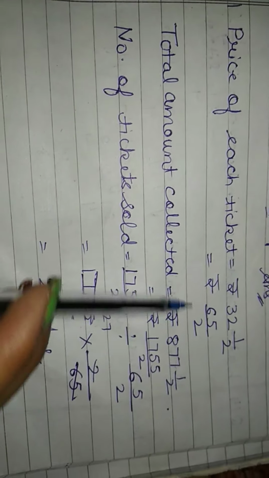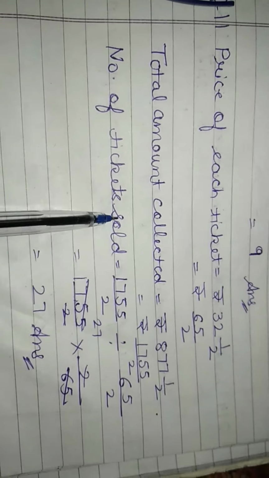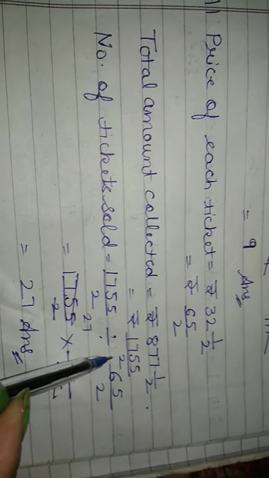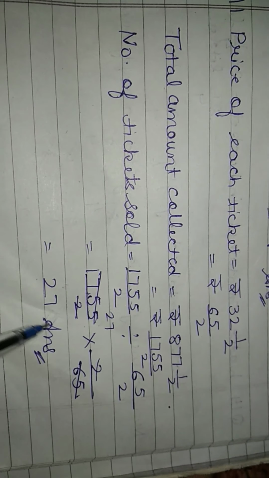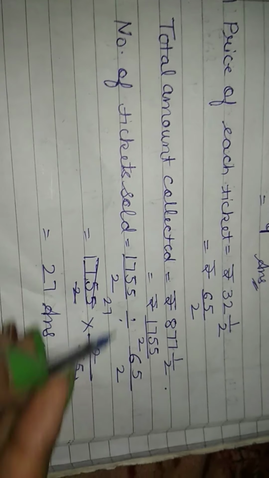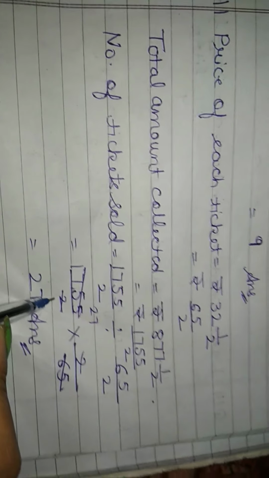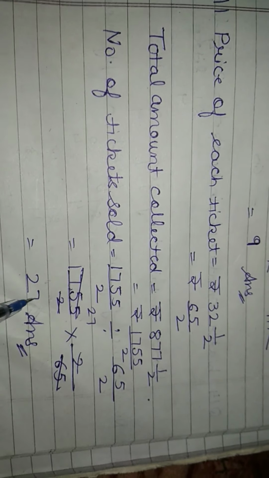We have also converted this mixed fraction into a simple fraction, and to find the number of tickets sold we will divide the total amount collected by that person by the cost of a single ticket, and after that we will get an answer. In the division of fractions we multiply the first fraction with the reciprocal of the second fraction, and after cancelling the numbers we get an answer.